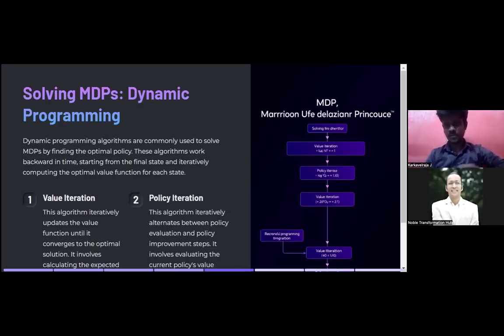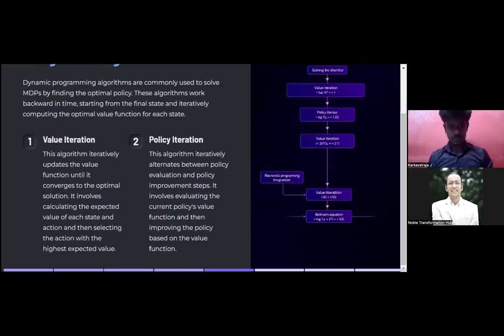There are two components to it. One is value iteration, where the algorithm iteratively updates the value function until it converges to the optimal solution. It involves calculating the expected value of each state and actions, then selecting the action with the highest expected value. Then we have policy iteration. The algorithm iteratively alternates between policy evaluation and policy improvement steps. It involves evaluating the current policy's value function and then improving the policy based on the value function.